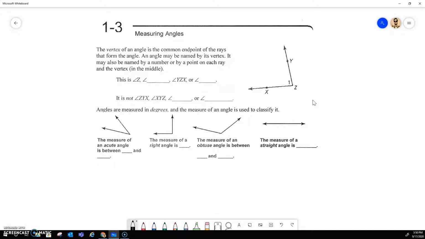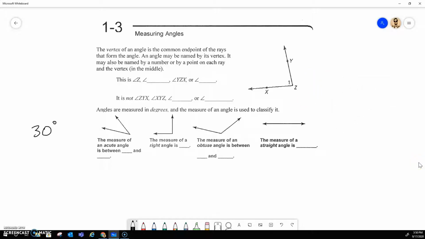Angles are measured in degrees. I'm sure many of you have seen that in your earlier math classes. For instance, if you see 30 degrees, the degree symbol is this right here. It's just a measurement for how much an angle opens up. So for instance, if I create a ray right here and I create another ray right here, the degree measure is just essentially how far these two rays are separated from each other in a rotational manner.